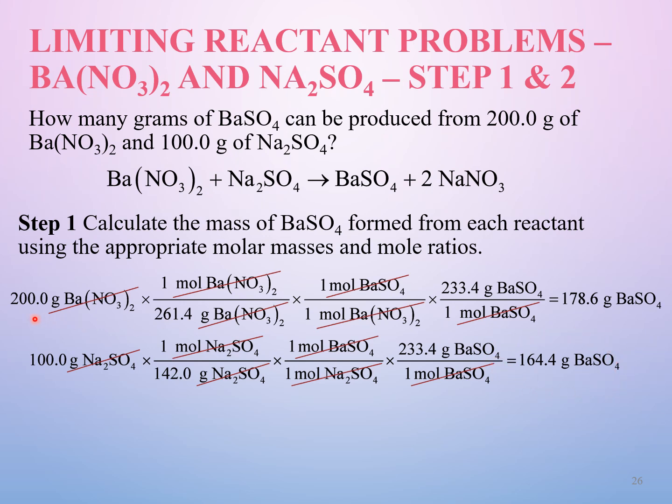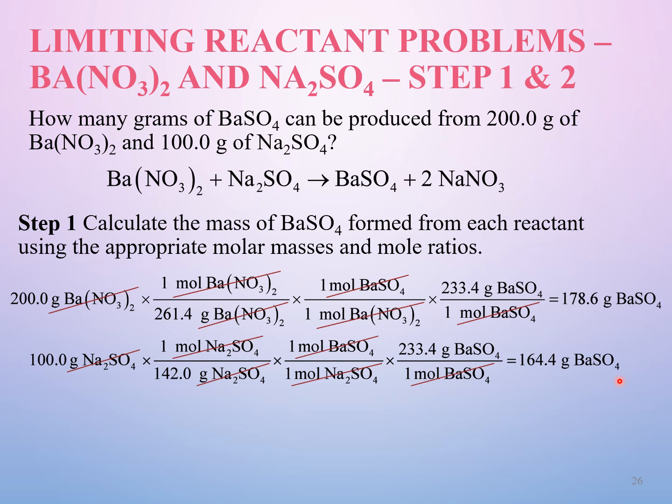So that means I know I have excess of barium nitrate. How much barium nitrate is left over, we can easily calculate if needed. But I don't think they asked that question here, just how many grams can be produced. So really our answer just ends here.